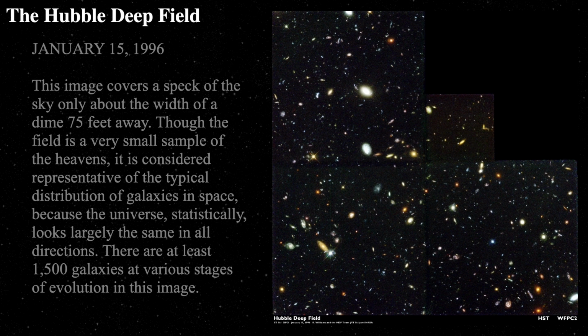But we see that there are all sorts of arrangements and appearances to galaxies. There are about 1,500 galaxies in this image alone. But remember that the size of this image is very tiny. It looks kind of big here, but if you take a dime and put it 75 feet away, that is the size of this image in the sky. So it's a very, very tiny image of the sky. And if 1,500 galaxies are in this direction of the sky, then they're everywhere.